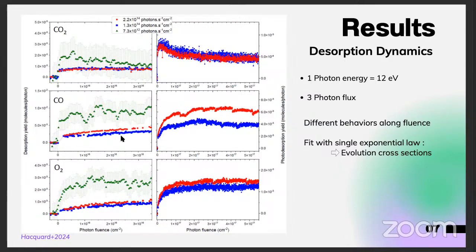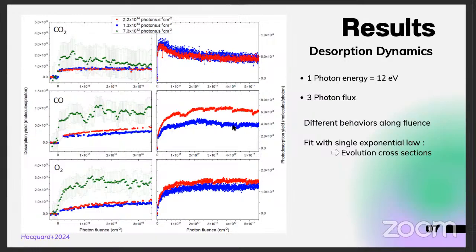So here you can see, firstly, that the lower flux used leads to the higher desorption rate for CO and O2. You must notice that for CO2, that's not especially the case because the error bars are really big. So we do not see any flux dependencies for CO2. That's for the low fluence regime.